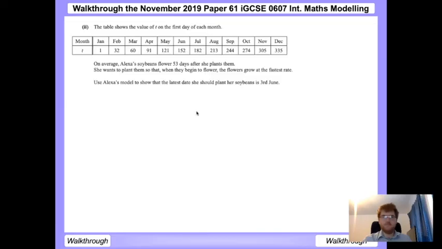Okay, let's keep going. Try and keep it to the amount of time you'd have in the exam. And the table shows the value of t on the first day of each month, given as on the board, as you can see. On average, Alexa's soybeans flower 53 days after she plants them. And she wants to plant them so that when they begin to flower, the flowers grow at their fastest rate, i.e. they stay above that line that we looked at. Use Alexa's model to show that the latest date she should plant her soybeans is the 3rd of June.